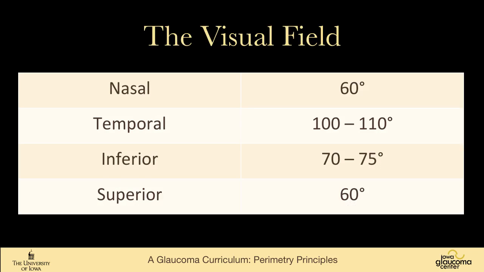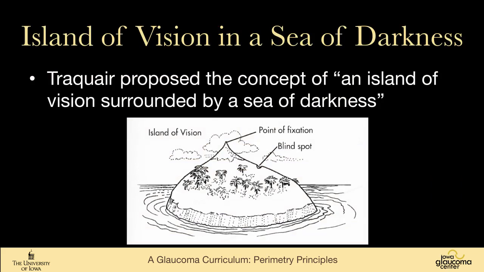The visual field is widest temporally, and there's less visual field above, nasally, and below mostly because of structures of the face, like the nose, that block the visual field. But the field is widest temporally. And if you think about the field like an island of vision surrounded by a sea of darkness, it actually is a helpful way to imagine what perimetry is trying to do.